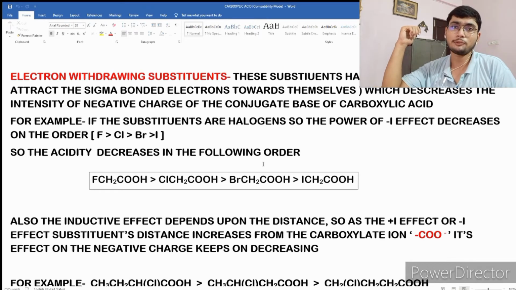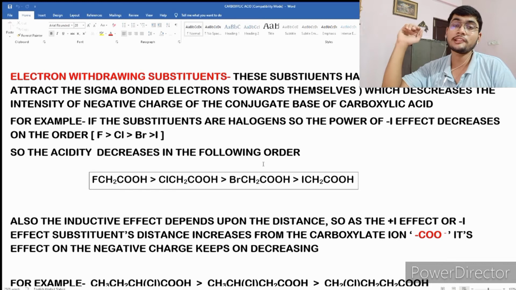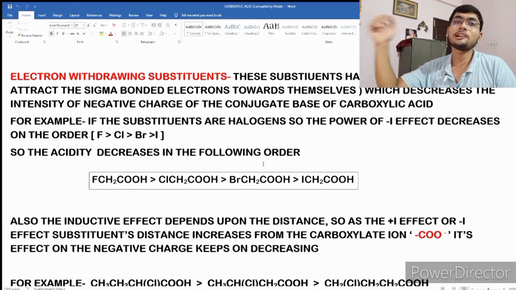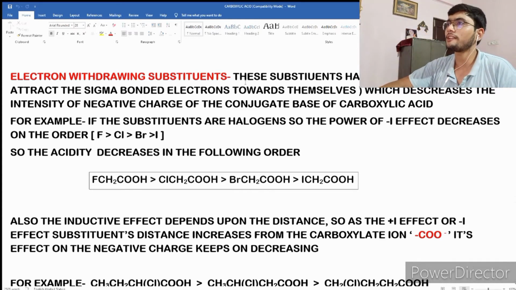The carboxylate ion has a negative charge on it and it will generate a partial positive charge on it. So this means that it will reduce the intensity of the negative charge, and so it will stabilize the conjugate base of carboxylic acid. This means that it will increase the acidity of the carboxylic acid. So that's what I have written, that these substituents have minus I effect, which decreases the intensity of negative charge of the conjugate base of carboxylic acid.